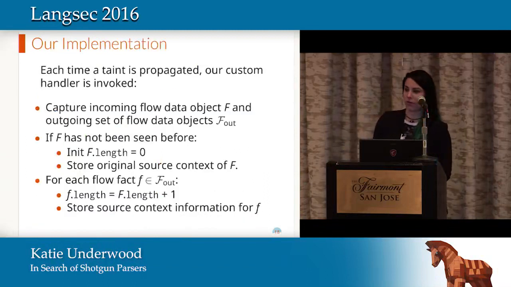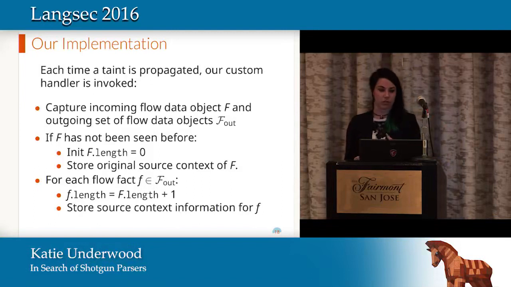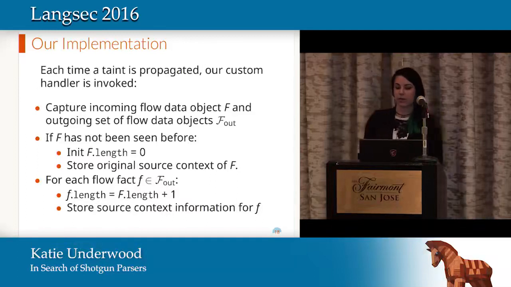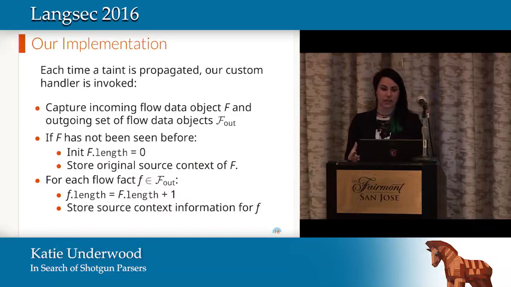Very high-level overview of our implementation. Each time a taint gets propagated, our custom handler gets invoked. And what our handler does is capture the incoming data flow fact object, which is just the taint source plus some associated metadata, and also captures the set of outgoing objects from that taint propagation. So if we haven't seen a particular taint before, initialize its length to 0, add it to our working set, and pick up the source from which that input originated. And we then iterate over the outgoing set, incrementing the path length of each taint in that set.